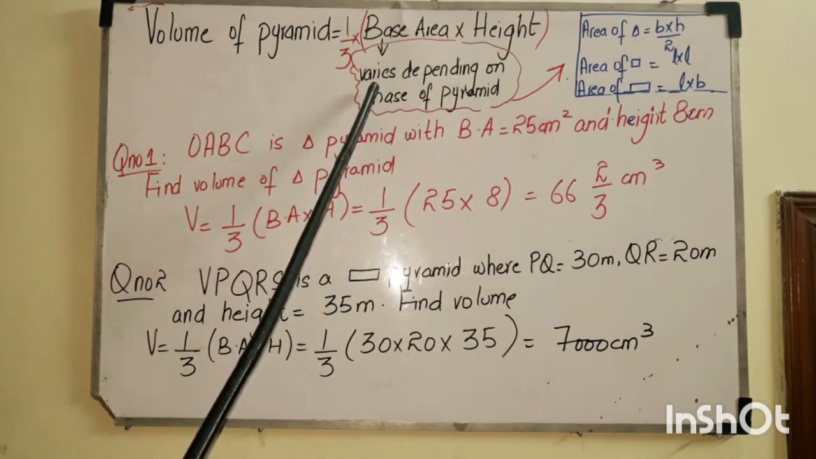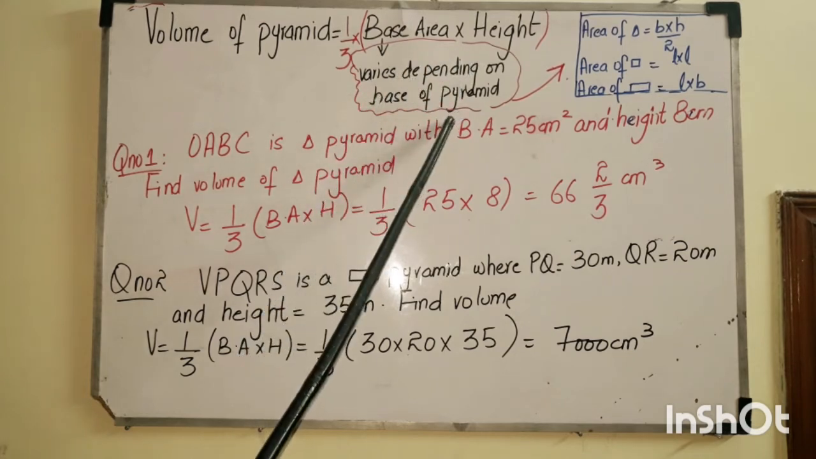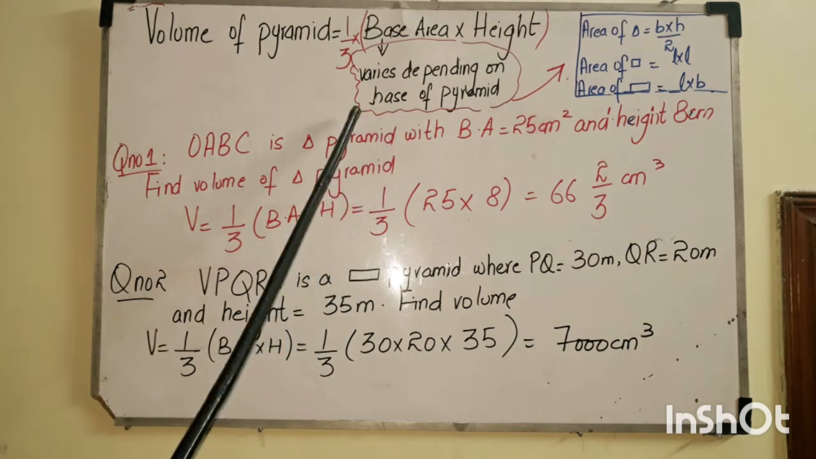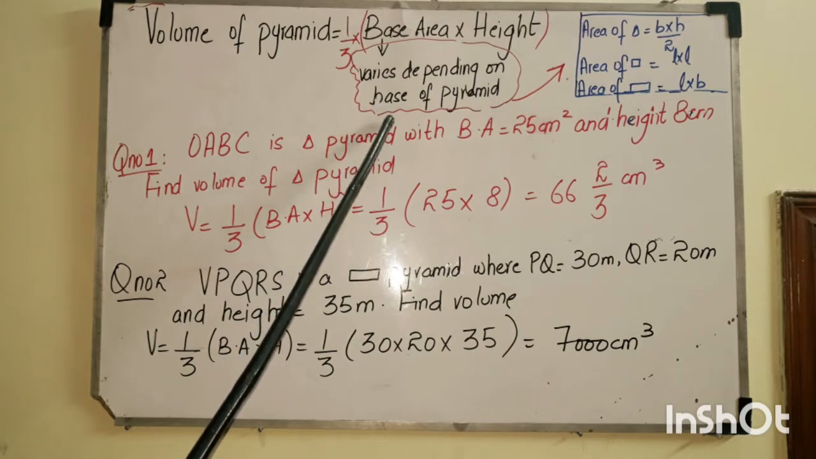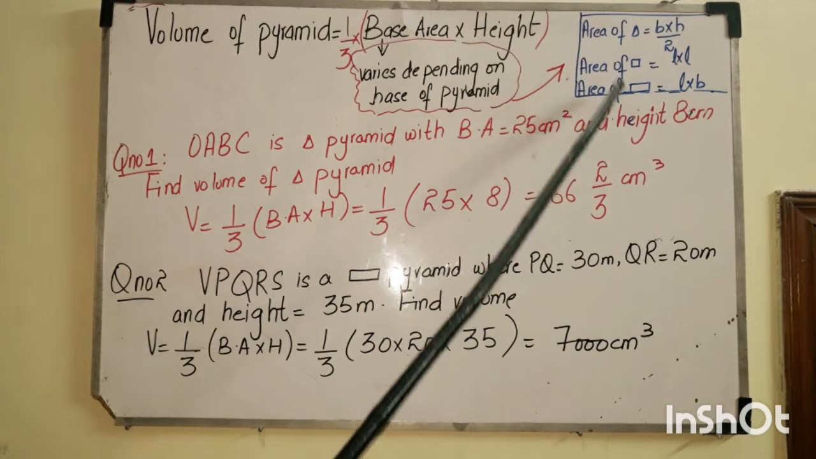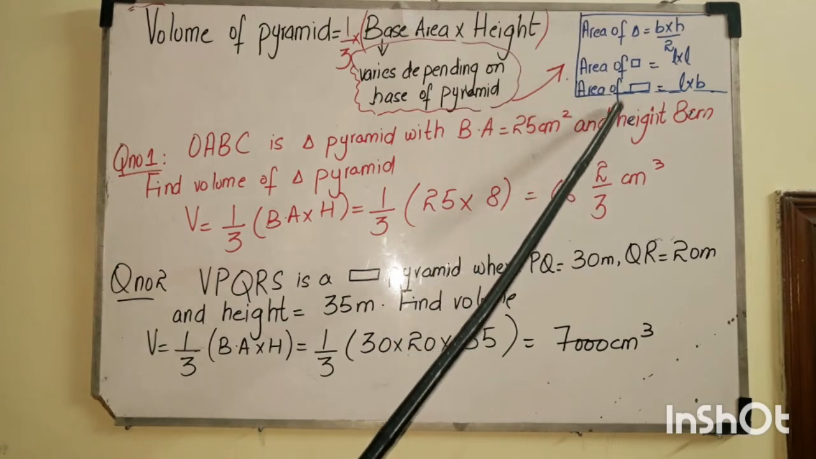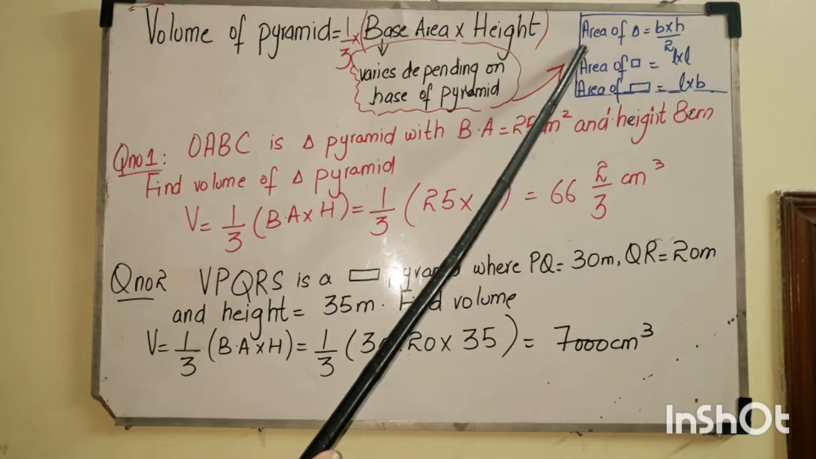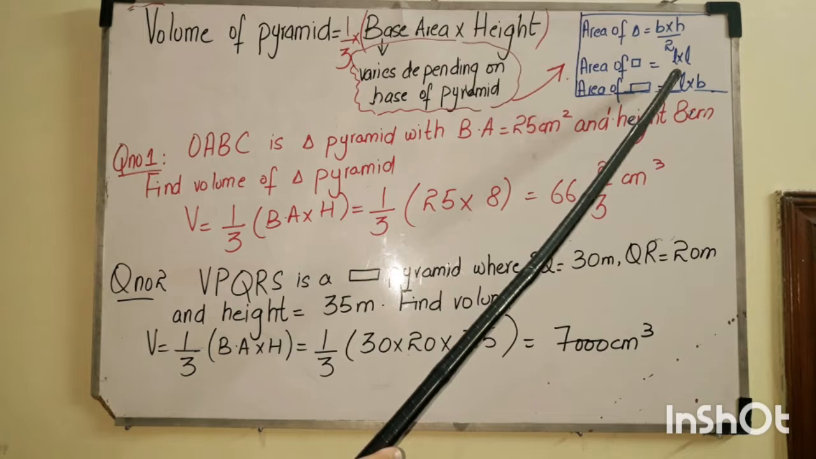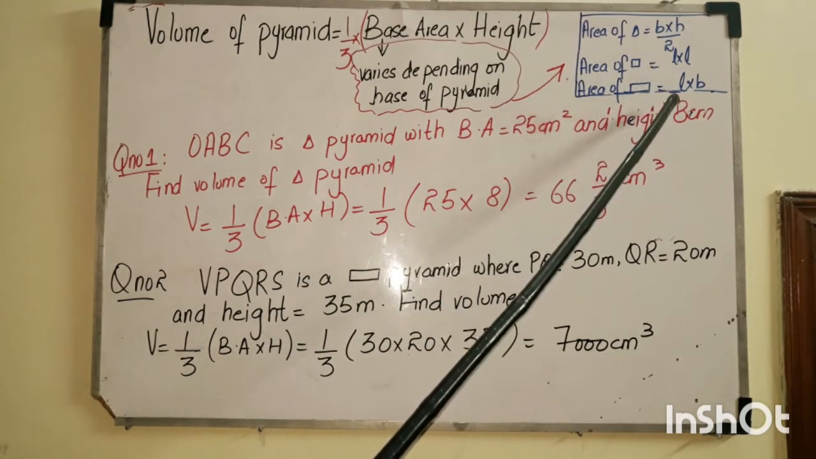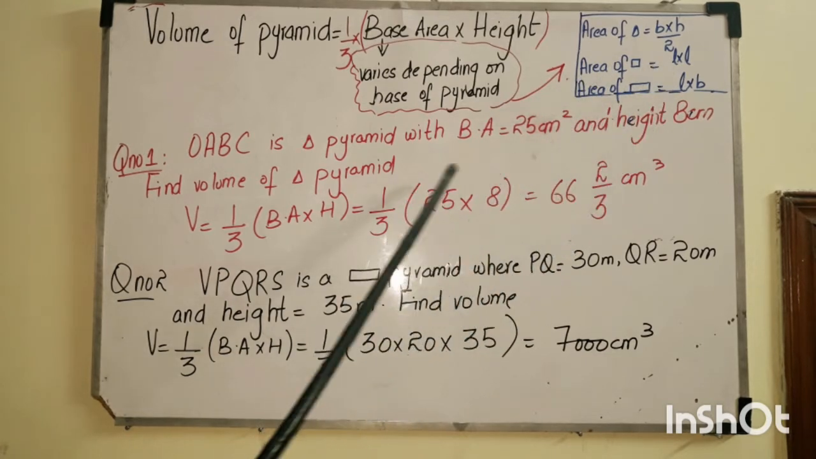The base area varies depending upon the base of the pyramid. As I have explained, the base of the pyramid is a very important component you need to understand, because the base can be a triangle, a hexagon, a pentagon, a square, or a rectangle. So I have written some formulas which are commonly used for the base area of the pyramid. Just to recall, area of a triangle is base multiplied by height divided by 2. Area of a square is length multiplied by length. Area of a rectangle is length multiplied by breadth.